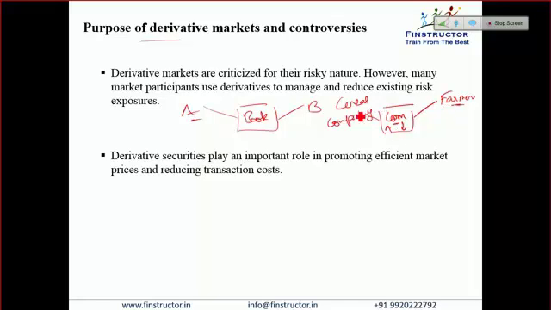Can the farmer and the cereal company enter into a contract that they will exchange a fixed quantity of corn at a fixed price, a price that the cereal company is also willing to pay and the farmer is willing to accept? So have both of them hedged their risk. So that is one example of why derivatives or why agreements like this can be used, that is to manage and reduce existing exposures.